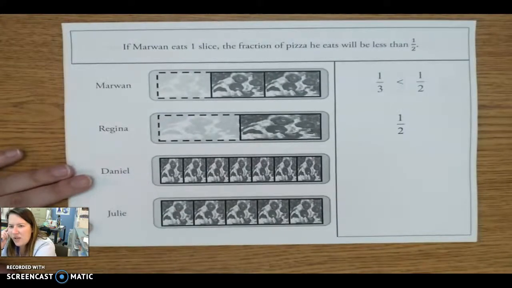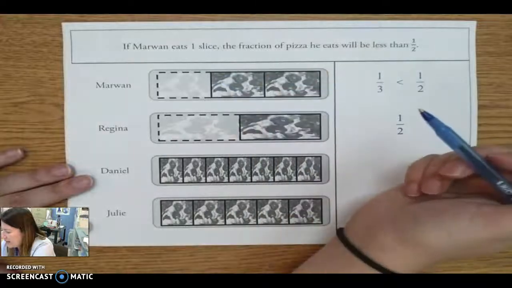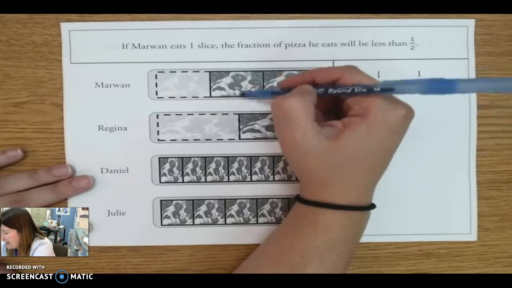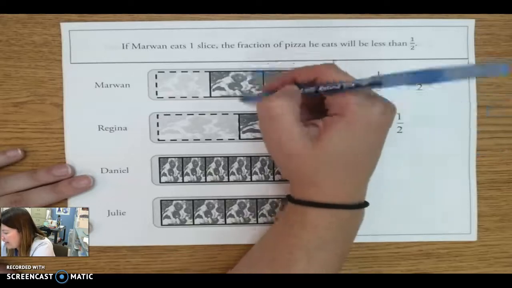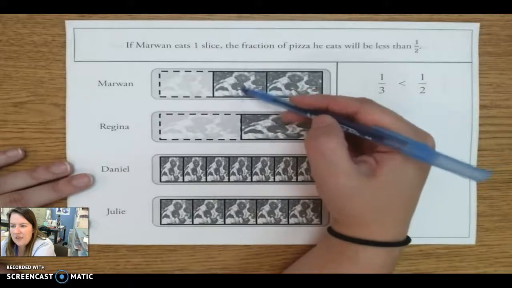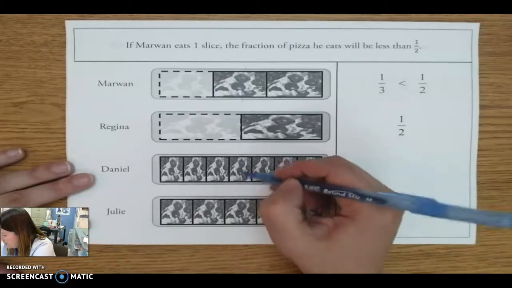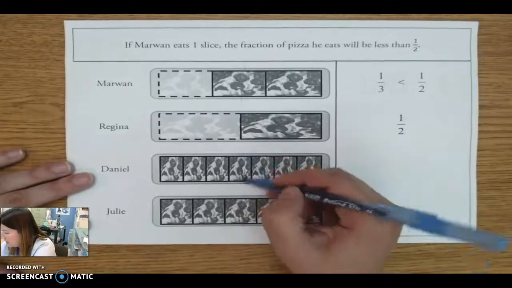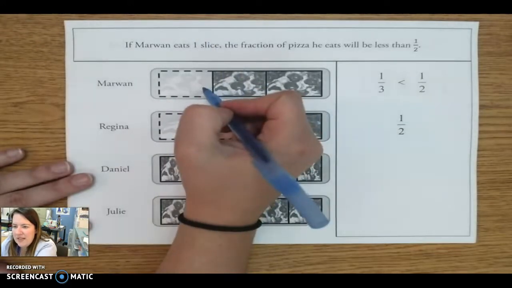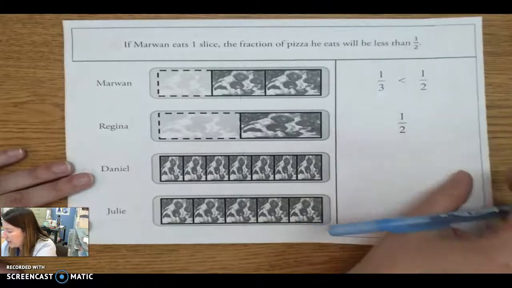Well, let's look at Marwin. It says if he eats 1 slice, that's going to be less than a half, right? Because look, here's the half, and he can't really eat exactly half of his pizza by eating whole pieces, right? He would have to eat part of this piece. Same with all these guys, right? Look, their pieces don't line up correctly. So if he eats 1 slice, it's less than the 1/2 mark.